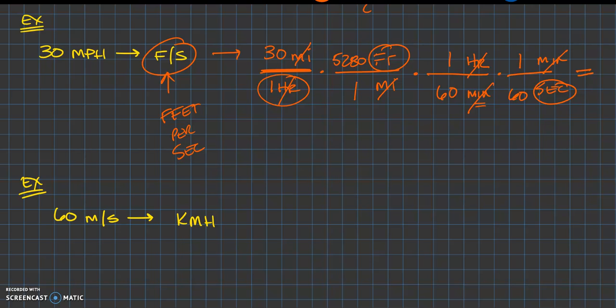When you do the math, you multiply 30 times 5280, and then divide that by 3600, which is 60 times 60, you will get 44 feet per second. 44 feet per second. And so 30 miles per hour, which is a larger unit of measure, is the equivalent of 44 feet per second. It's fairly fast. So 44, 12 inches is a foot, 44 of those per second. So you're moving along pretty good.